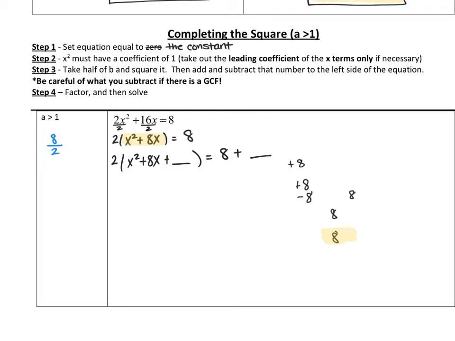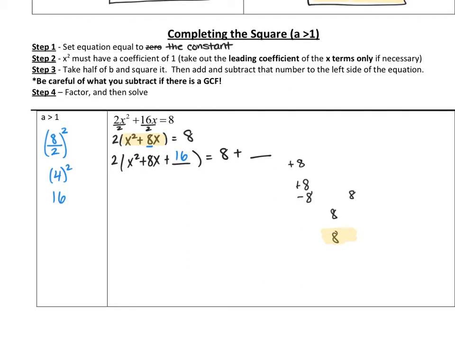So 8 divided by 2, right? 8 is your b value, and we're going to square it. So 8 divided by 2 is 4, and 4 squared is 16. So that's the number that gets added here to make that perfect square trinomial.